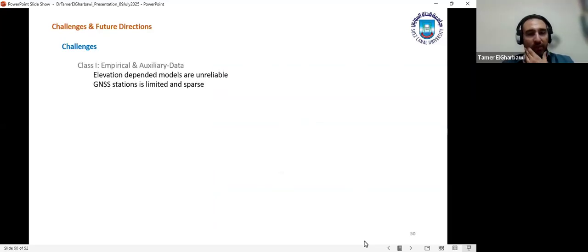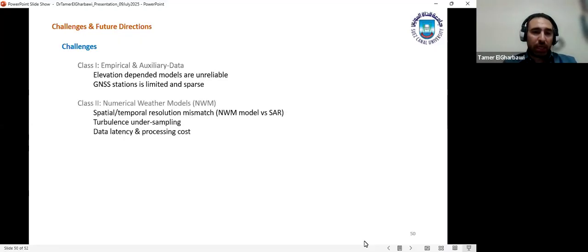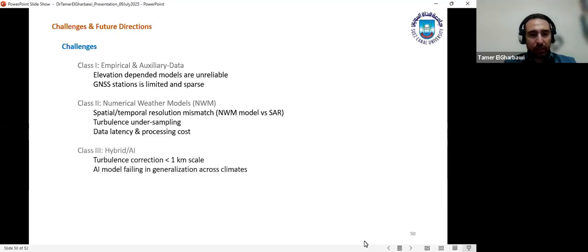So for the challenges we have, we are just summing up the presentation. For the empirical, elevation dependent model, it's highly unreliable. For the GPS station, it is limited and sparse. If we have the GPS station, it would be the best option. For the numerical weather model, there is a spatial and temporal resolution mismatch. It has a very large spatial and temporal resolution, and we need to do a lot of processing in order to downsample this kind of scale into the InSAR images. The turbulence effect is undersampled, and they have data latency and processing costs.